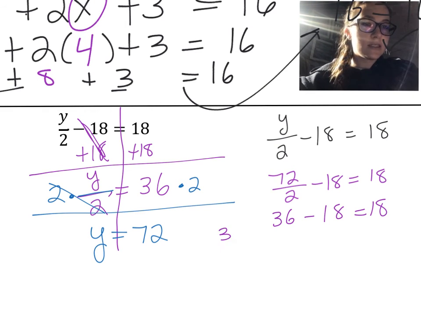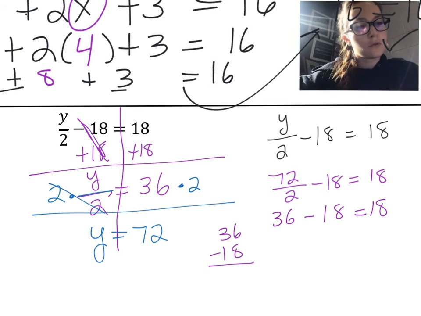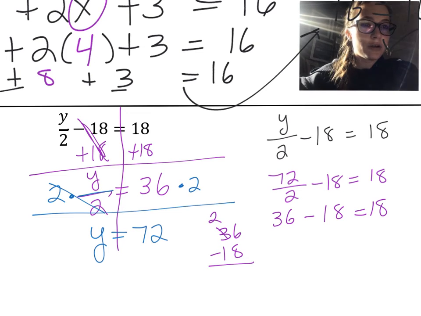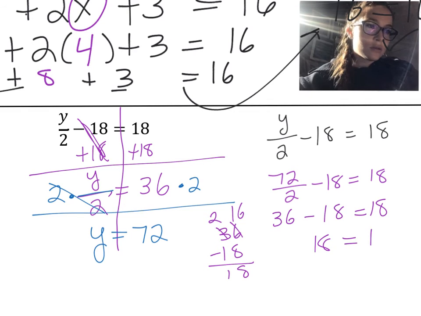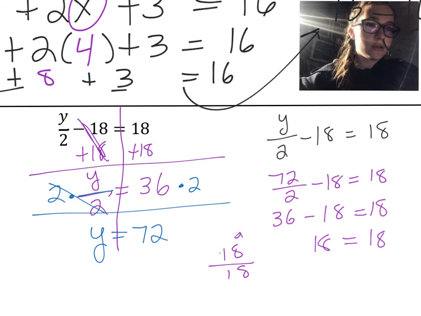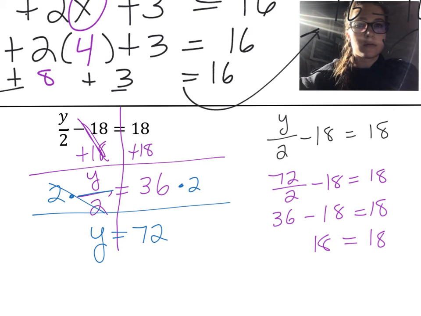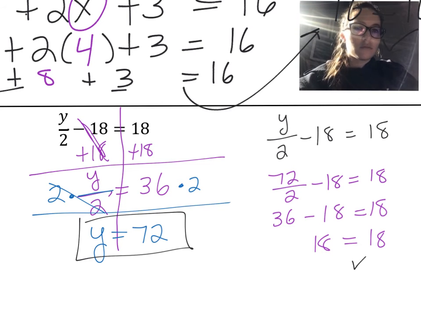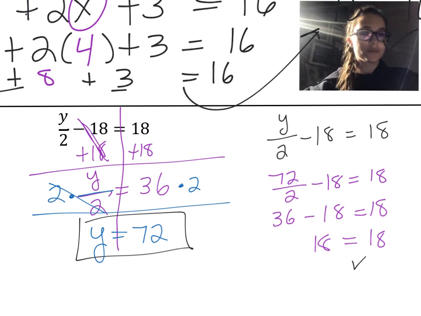36 minus 18. Can't do 6 minus 8, so I have to borrow. 16 minus 8 is 8. 2 minus 1 is 1. 18 equals 18. That is a true statement. So since that is a true statement, my solution is correct.